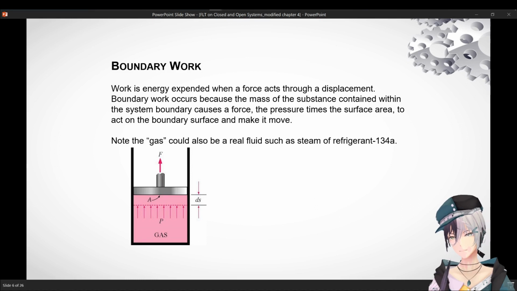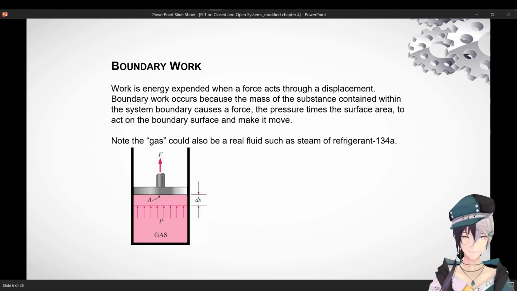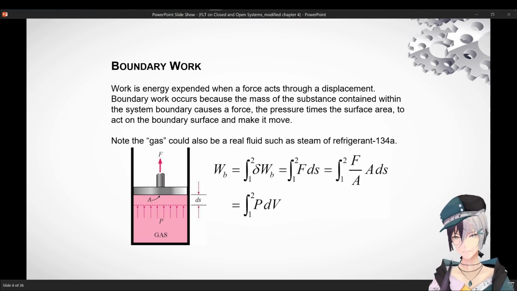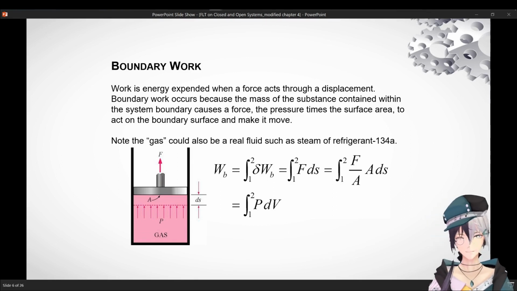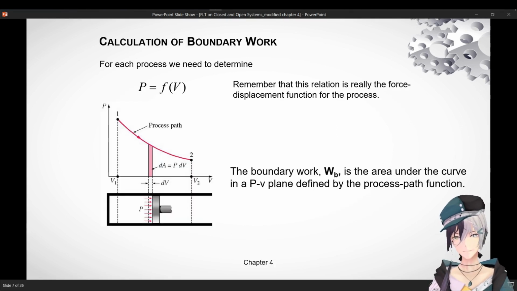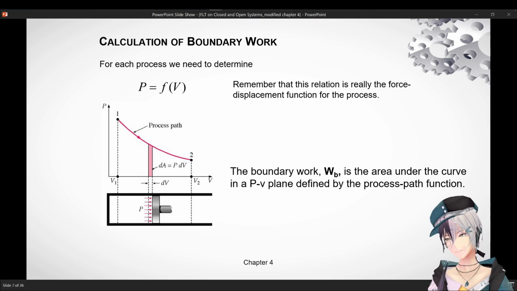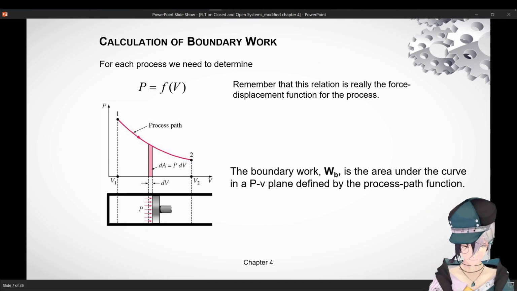Let's consider this piston cylinder assembly. As the gas, through its pressure, pushes the piston, it creates a displacement. And with that, we create work, and we call that boundary work. And boundary work is simply this integral. So we'll skip on calculus. So, calculation of boundary work.